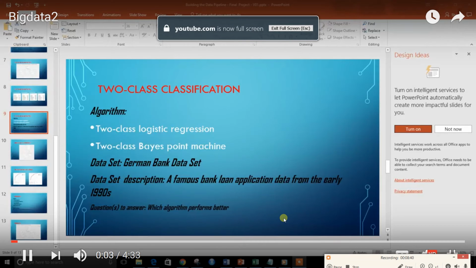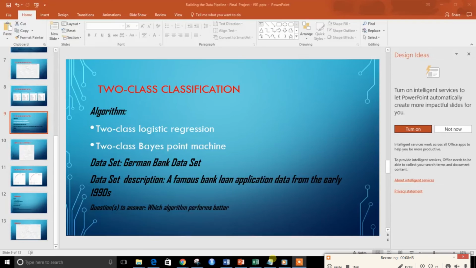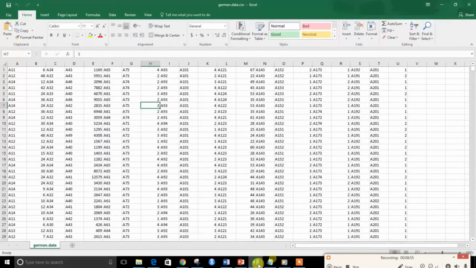This portion of our presentation will go over the German credit dataset that we used. This dataset has 10,000 instances. It has 20 features, 7 are numerical, and 13 are categorical. I will quickly show how the dataset looks and how we got it.